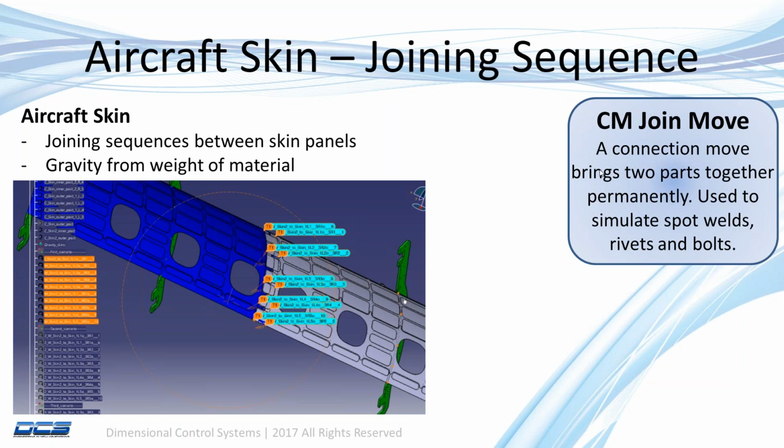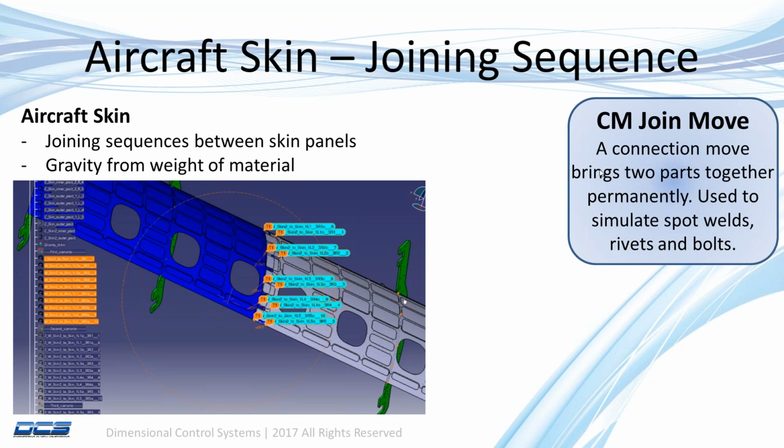When I say join, I'm talking about a Compliant Modeler move. A join move is a connection. It's going to bring two parts together and permanently connect them. So we use it to simulate spot welds, rivets, and bolts. And the reason we call it a join move and we don't call it a weld move is because unlike some welding processes, a join move just connects the two parts. It's not going to add a thermal effect.